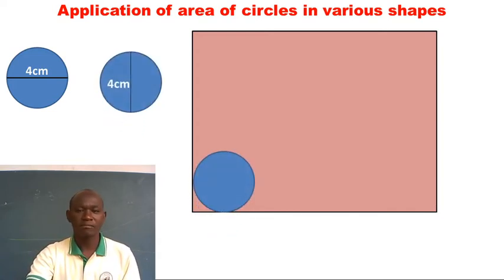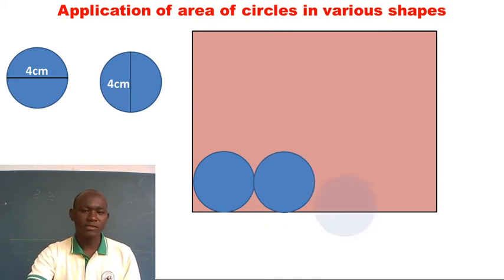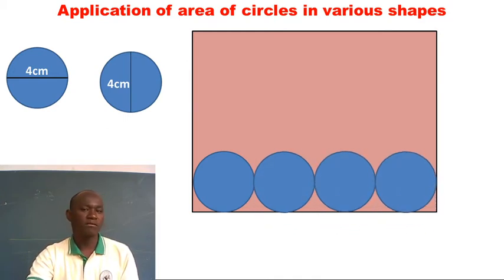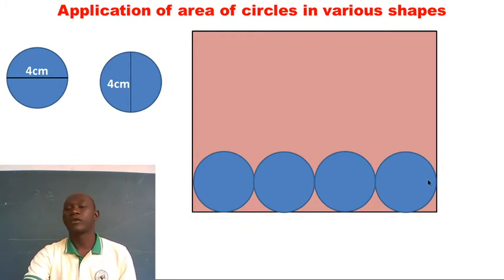Of course, I will put that first circle, put the second one, put the third one, put the fourth one. Remember, my circular object has a diameter of 4 centimeters. Now, if this is 4, this is 4, this is 4, this is 4, you can tell the length of our rectangle. Of course, that becomes 4 times 4, which is 16, or you can say 4 centimeters plus 4 centimeters plus 4 centimeters plus 4 centimeters to take you to 16.